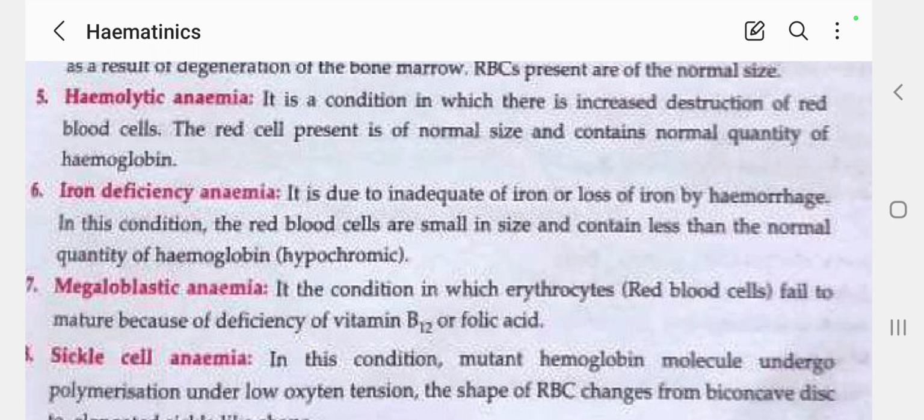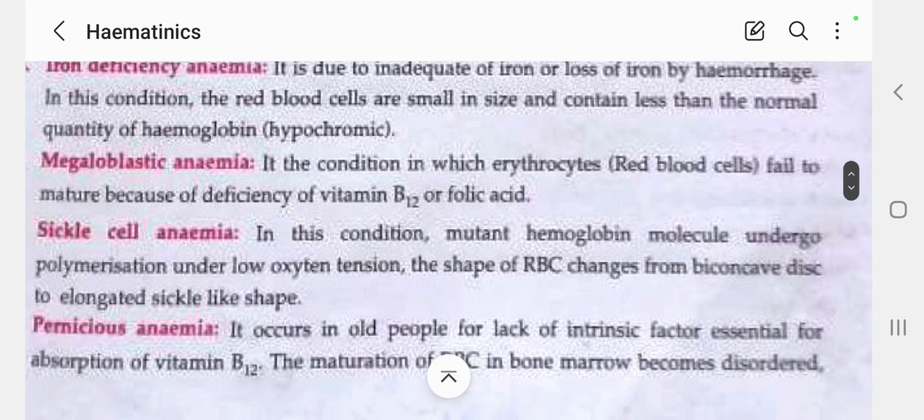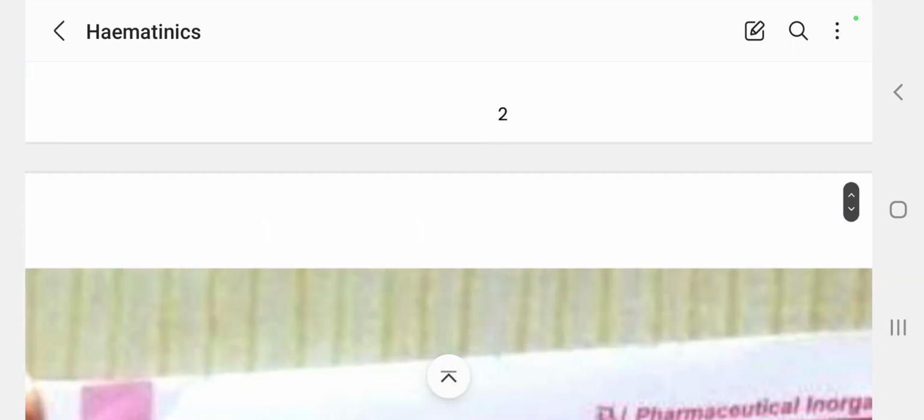Then megaloblastic anemia, which fails to mature, means pernicious anemia, I already told you, and sickle cell anemia. That RBC somehow changes into a sickle-like shape. So this is known as sickle cell anemia, and pernicious anemia is also a disorder of vitamin B12 deficiency.